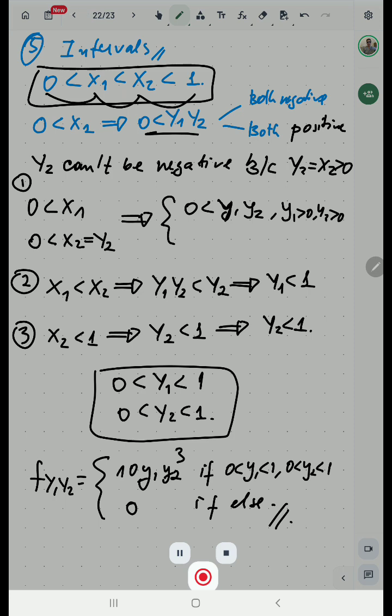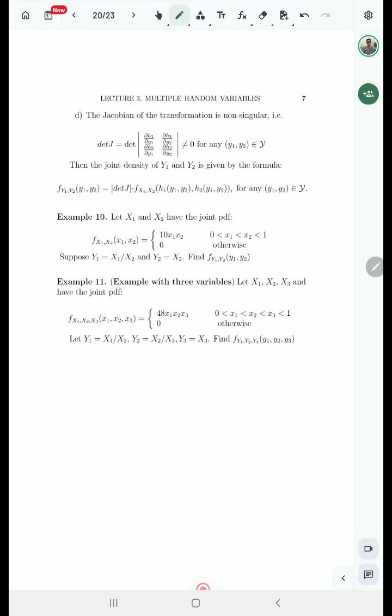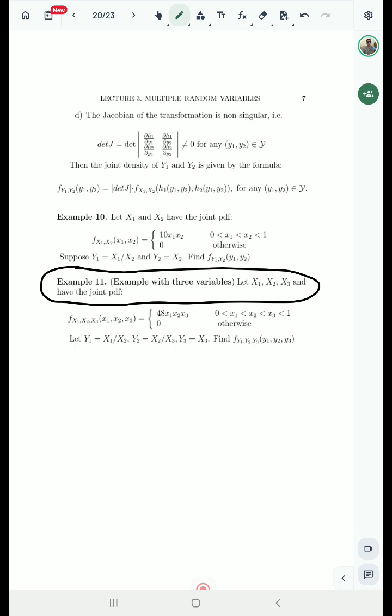Yeah, we can obviously extend this analysis to the multivariate case. Here we have example 11, but I want to skip this because it is going to take a bit of time, but the logic is going to be the same. So this is the end of lecture 3 about multiple random variables. Okay, so see you in the next lecture.